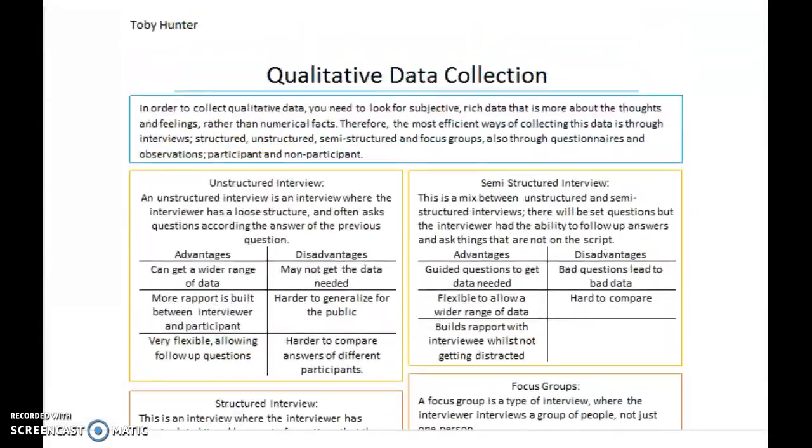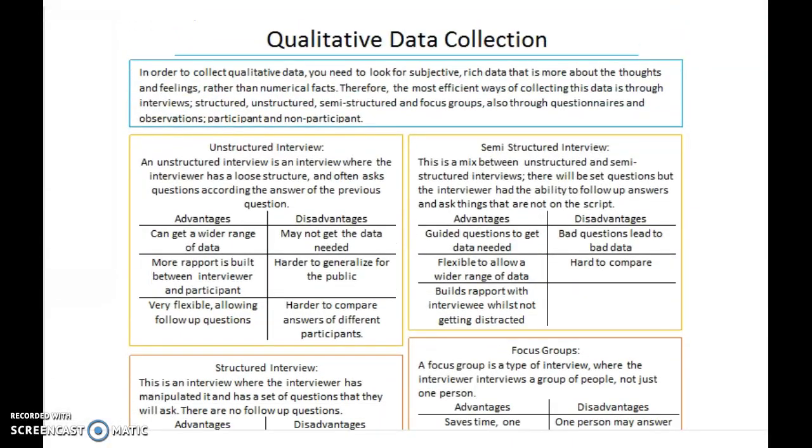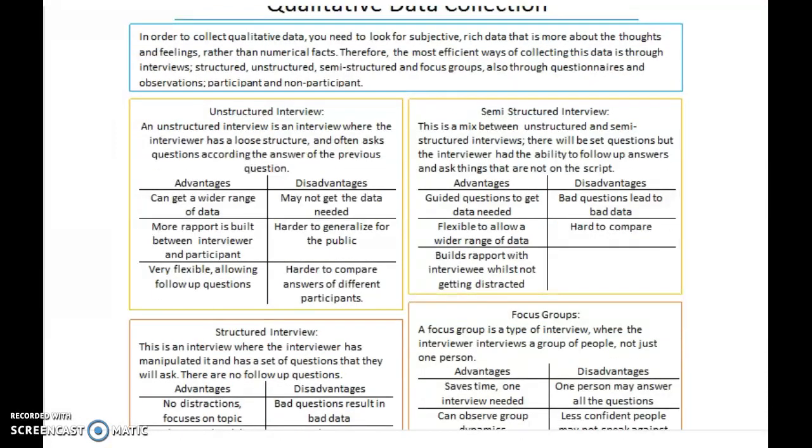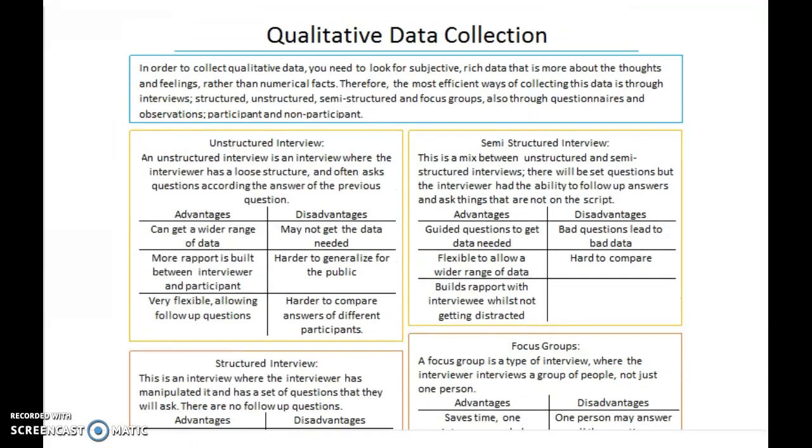Go up to qualitative data collection. If you want to collect qualitative data, you need to be looking for rich data, which is more about thoughts and feelings rather than numerical facts. It's talking about how something is the way it is, not just that it is the way it is.